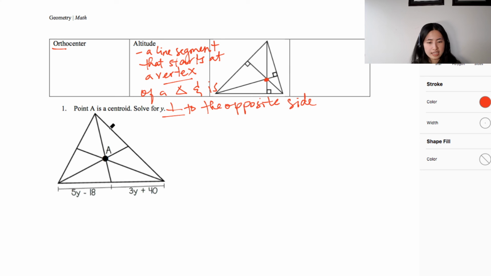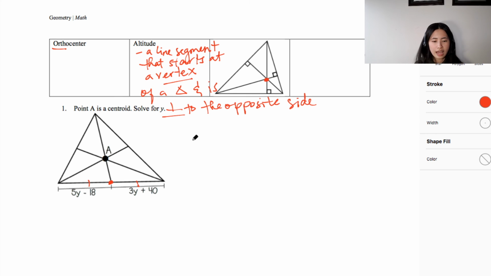So we have point A as a centroid and we need to solve for y. So what did we say about centroids? If you're looking at a centroid, that means you have medians, because this is where your centroid is, that's point A. Your medians start from your vertex and connect the vertex to the opposite side. As a result, you create a midpoint. So what does a midpoint do? This means that this side is going to be equal to this side.